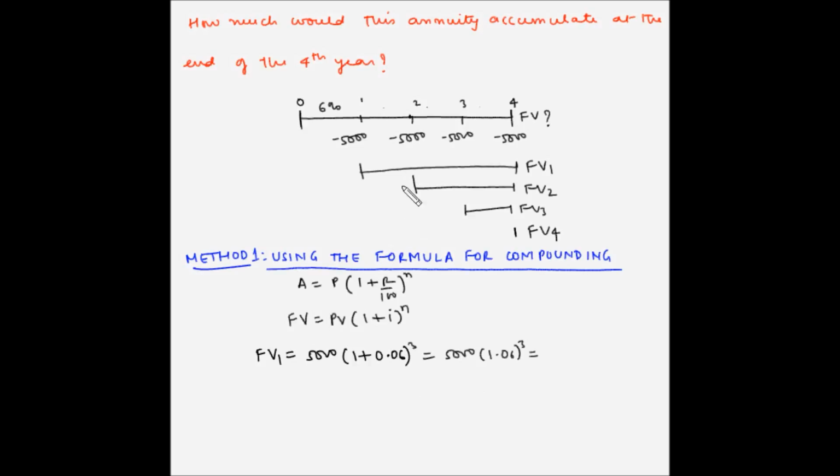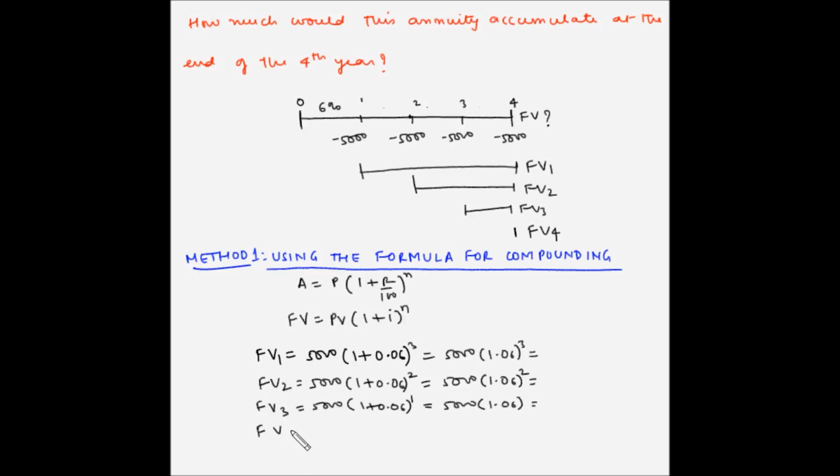Now similarly for the second investment, FV2 is equal to, again the investment amount or the present value is 5,000 rupees. So 5,000 into 1 plus 0.06, and this amount is going to be compounded for 1 and 2, so 2 years. So this is equal to 5,000 into 1.06 square. Similarly, the third investment, 5,000 into 1 plus 0.06 to the power 1, which is equal to 5,000 into 1.06.